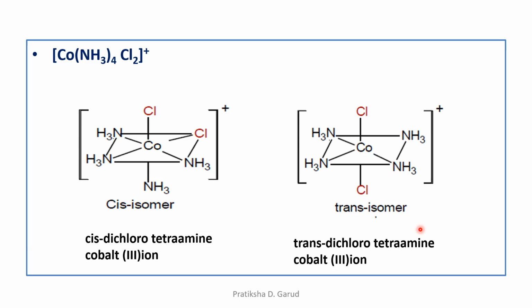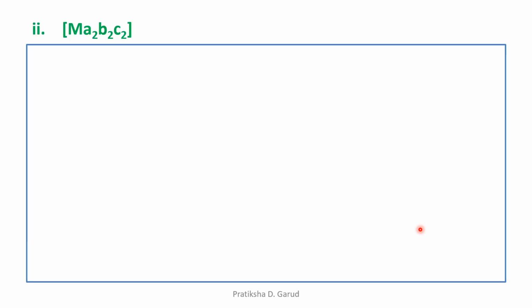So in this way we are having the cis and the trans isomer depending upon the position of the two chlorines. They are at either the 1,2 position or at the 1,6 position, hence named as the cis or the trans. Then the second type for the octahedral complexes containing monodentate ligand is Ma2B2C2. Now here this M is a central metal atom and there are 3 different ligands.